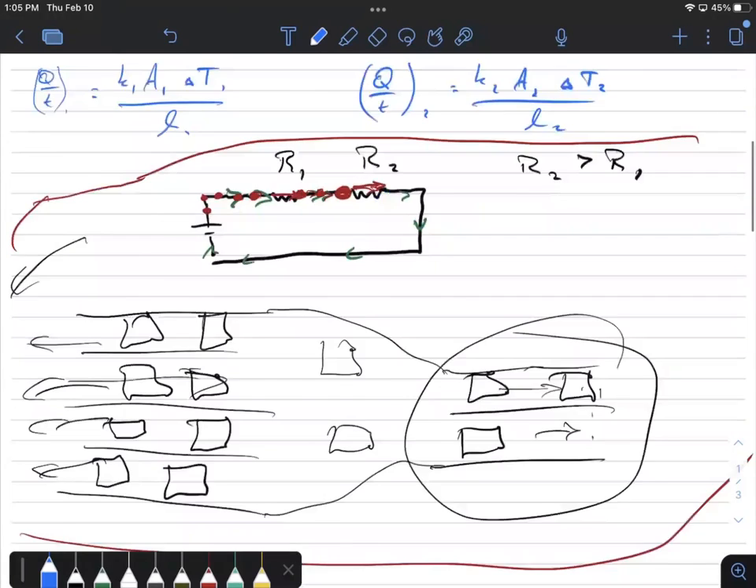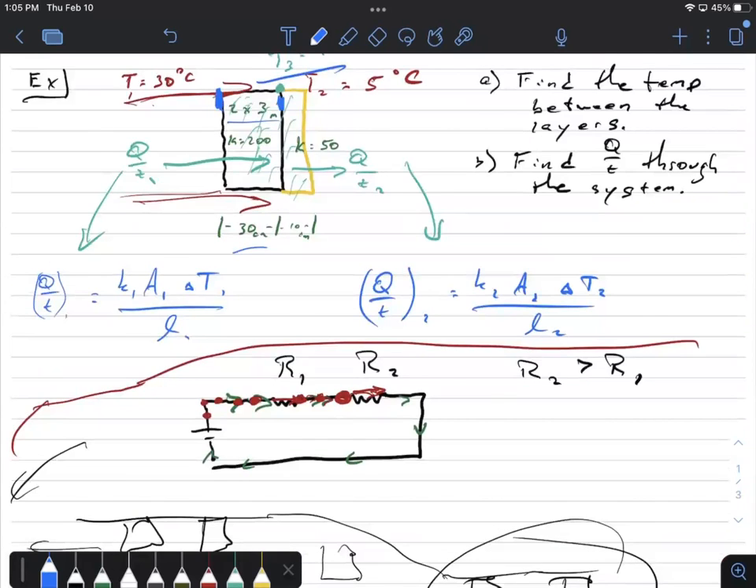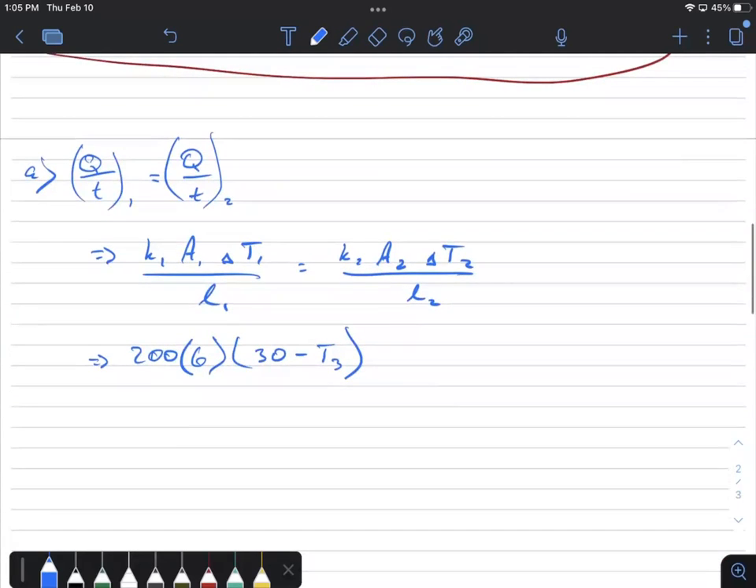Finally, the thickness. What was the thickness of the first layer? 30 centimeters. Centimeters is bad units. I need meters in physics, so I have to convert 30 centimeters to meters. That's 0.3. And there's the left side of the equation done. Now we move on to the right side.